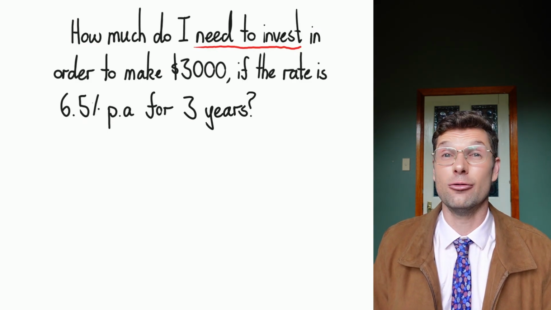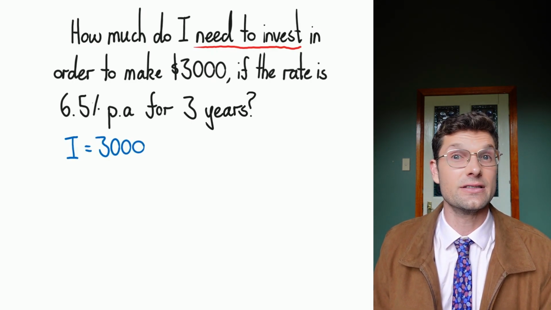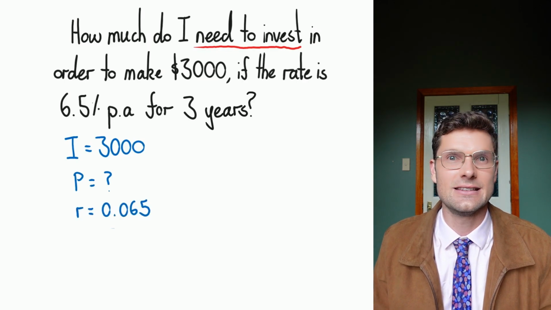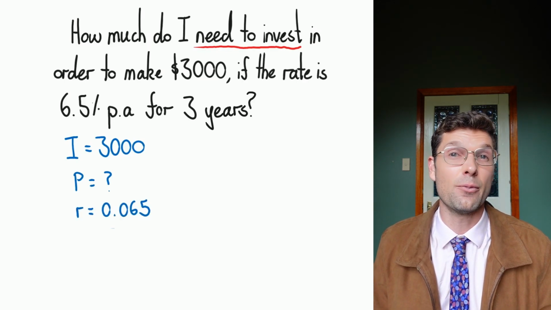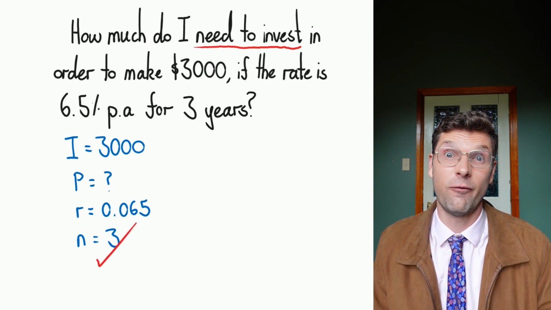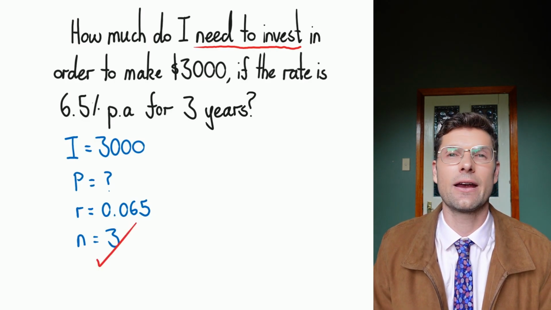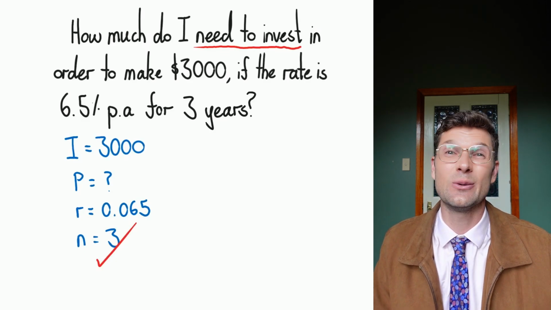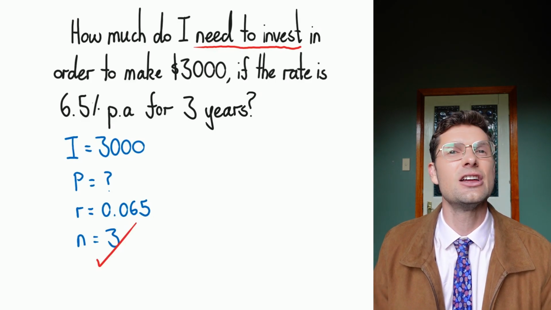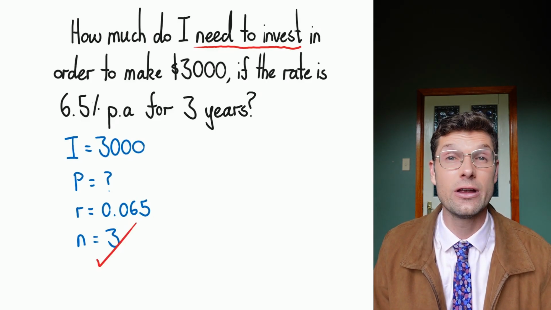So again, I would love you to write the interest is equal to $3,000. That's what we want to know. The principal is what we're trying to find out. Rate is 6.5%, and then our number of years, or N, is equal to 3. I actually give my kids a mark for just writing this down, so I highly recommend doing it because it'll just help you get started on these questions, especially when there's a lot of words and stuff going on. Just getting the information down really helps.